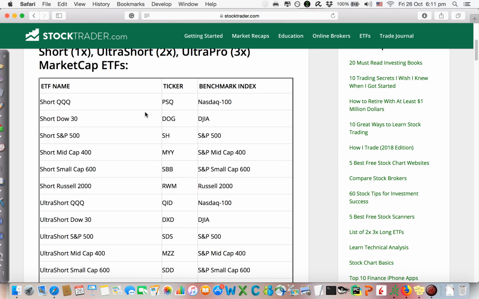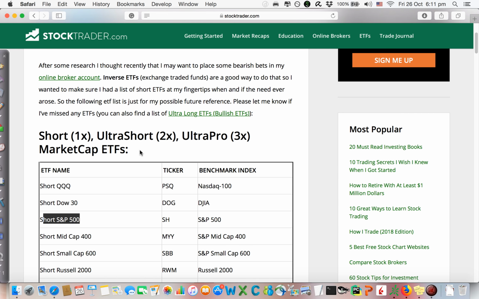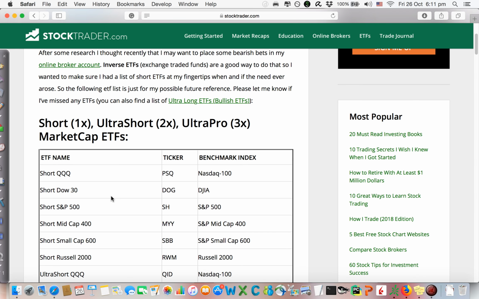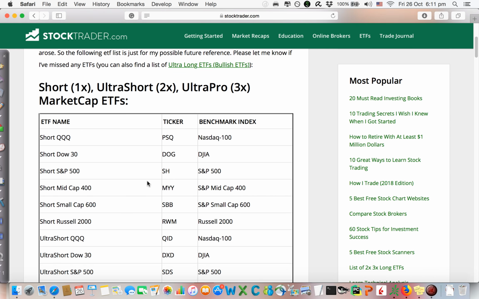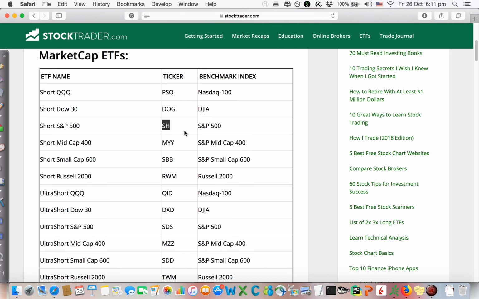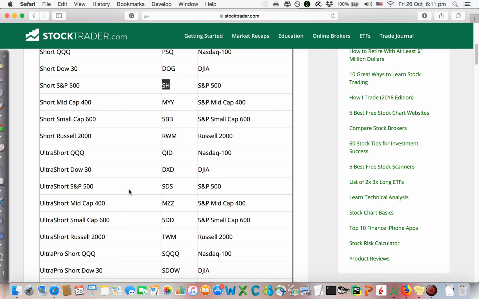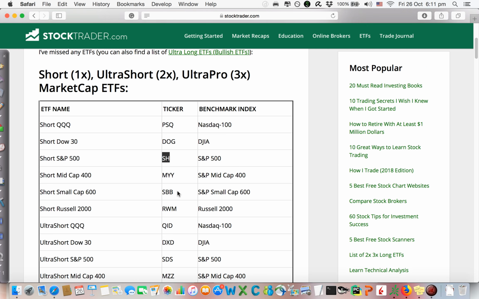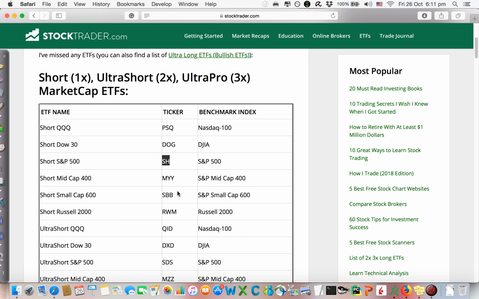And there are inverse ETFs for the Dow Jones, for the S&P, and many other things. They even have Ultra and Ultra Pro. What does it mean? Basically, these are using leverage. So let's say you want something that is tracking inversely the S&P. It's called SH. But what about this guy, SDS, the Ultra Short S&P? This is something that is tracking the S&P inversely, but 2 times, meaning if the S&P is going up 1%, this guy is going down 2% in theory, and the Ultra Pro is the 3 times.